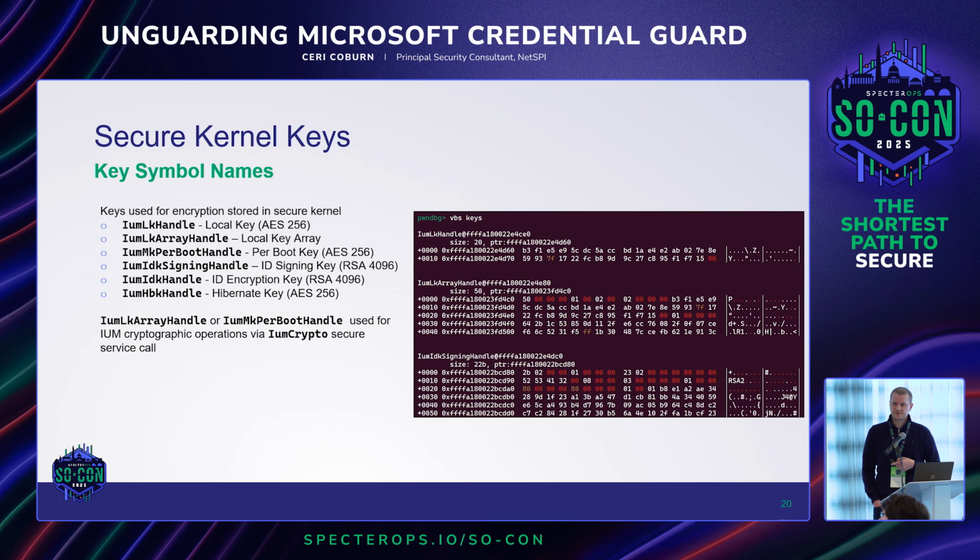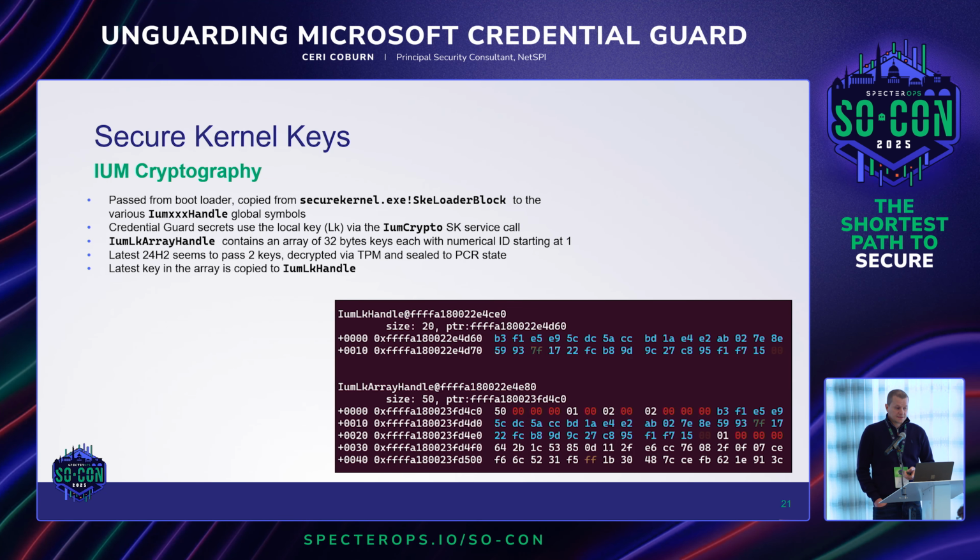So any pages that are from the secure kernel, they are encrypted with that Hibernate key. So the secure kernel has no actual capability of writing to disk using files. It's much simpler. So you can't read the registry, you can't write to disk. So they pass over that to the normal world, but they protect any pages from the secure kernel using that HBK handle key down the bottom. But it's the local keys that we're interested in. They're the ones that are used for protecting Credential Guard secrets, and it's through the IUM Crypto Secure Service Corp.